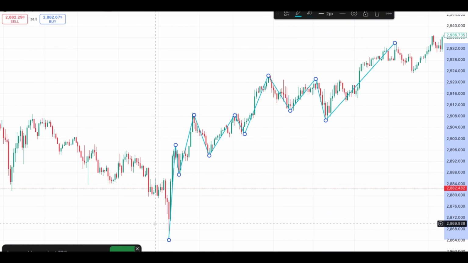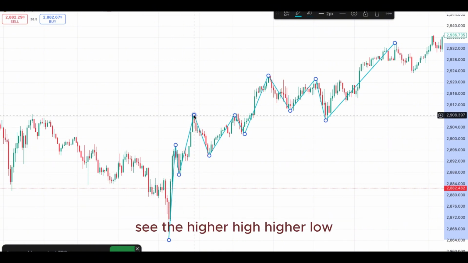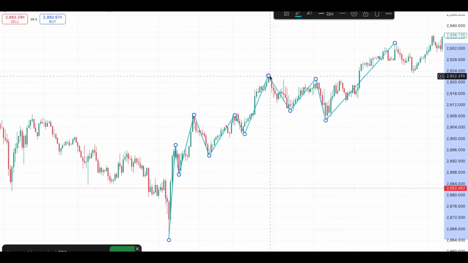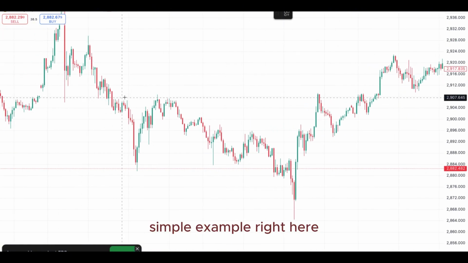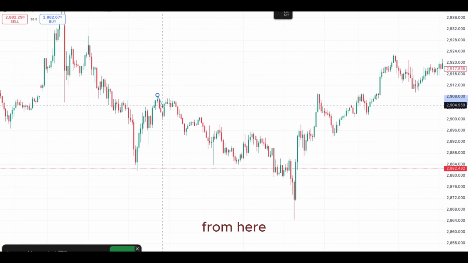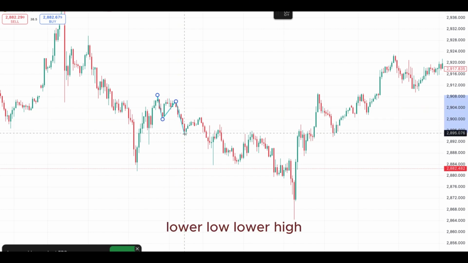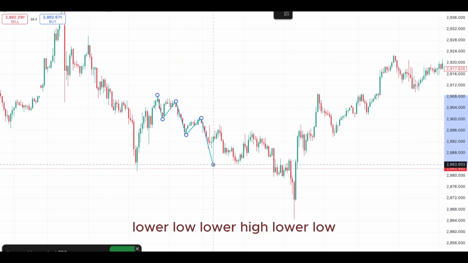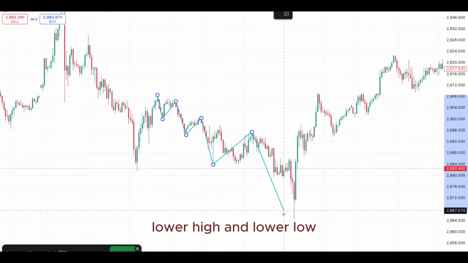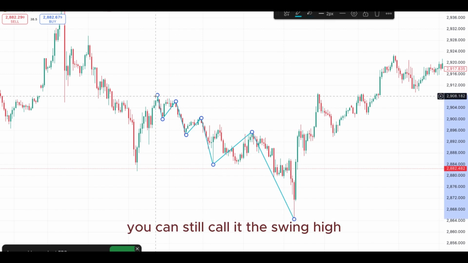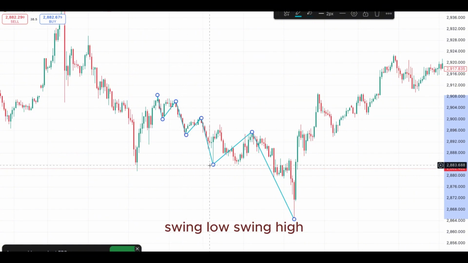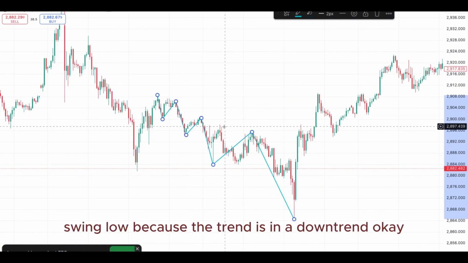See the higher high, the swing high, higher low, higher high, higher low, higher high, like that. So the downtrend, simple example right here, from here: lower low, lower high, lower low, lower high, lower low, lower high, and lower low. Okay, very simple. You can still call it swing high, swing low, swing high, swing low, because the trend is in a downtrend.